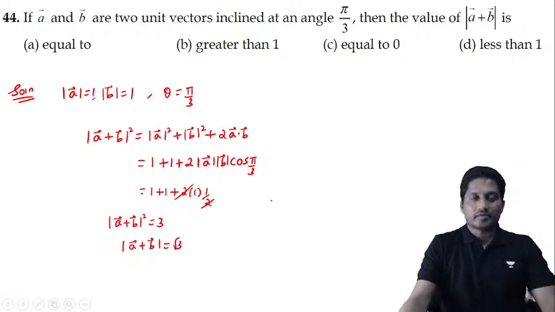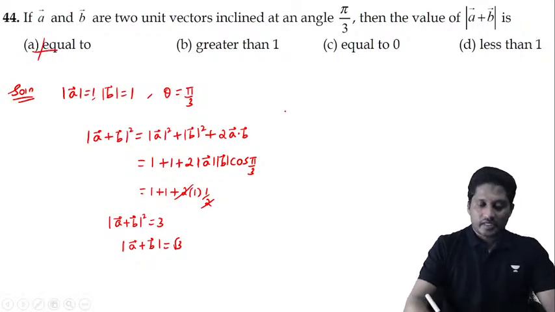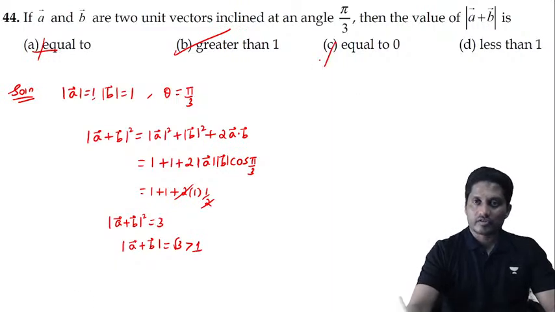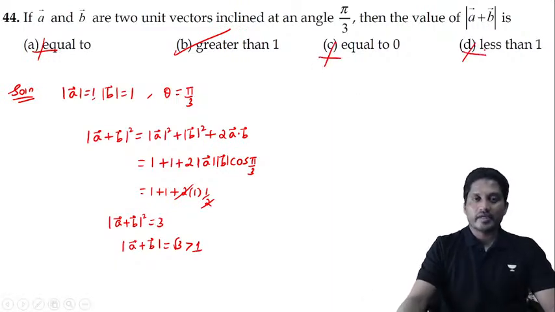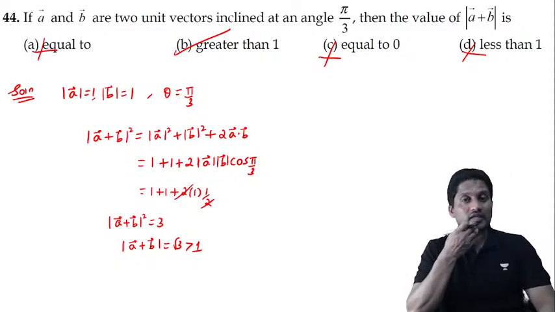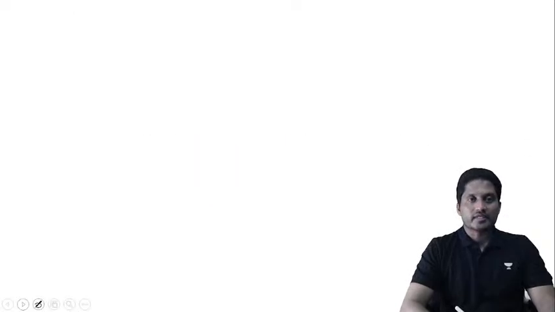Right, now the first option is equal to 1, that is ruled out. Second option is greater than 1, which is obviously true. Equal to 0 is ruled out. Less than 1 is ruled out. Answer is option B only. You don't get the exact value. He says less than 1, more than 1, equal to 1. Let's move to the next question.